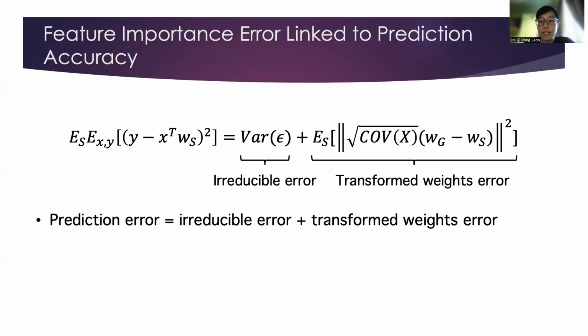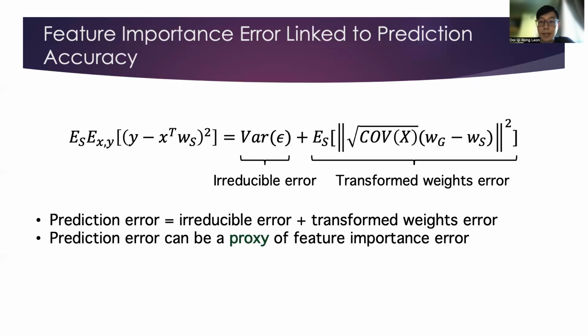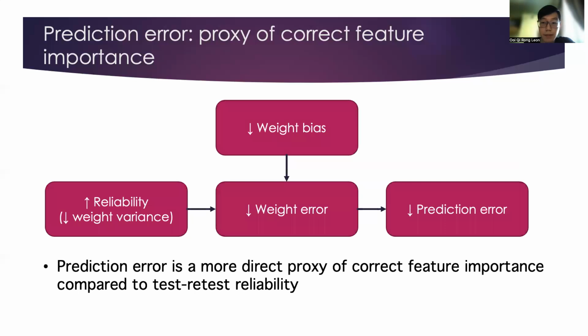Looking at these two components that make up our prediction error, you can see that the transformed weights error is the same as the feature importance error that we found earlier. Therefore, since prediction error and feature importance error are directly linked, we can use prediction error as a proxy of feature importance error. To sum up how the reliability of model weights is related to prediction accuracy, both reliable weights and decreased weight bias lead to reduced feature importance error, which then leads to reduced prediction error. Therefore, we're able to use prediction error as a direct proxy of correct feature importance when interpreting our models.